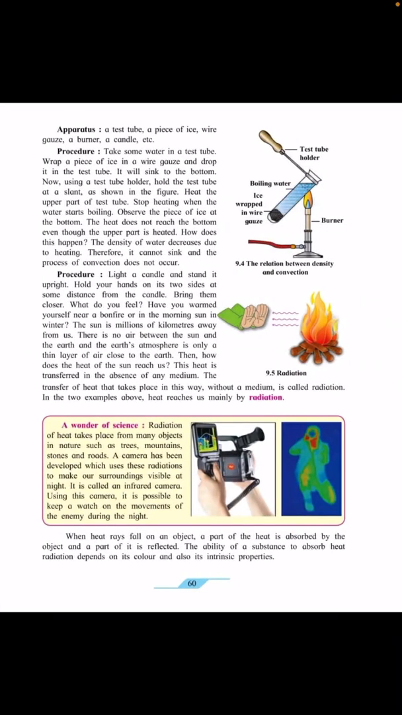Now, simple experiments again here. Relationship between density and convection and radiation experiments are given. So, just read everything properly. The last line on this page: the ability of a substance to absorb heat radiation depends on its color and also its intrinsic properties. That's why we say don't wear black clothes in summer and go out. Wear white and light clothes. That is the reason.